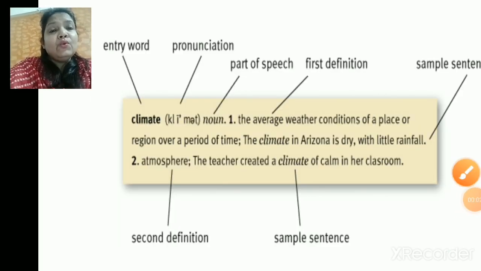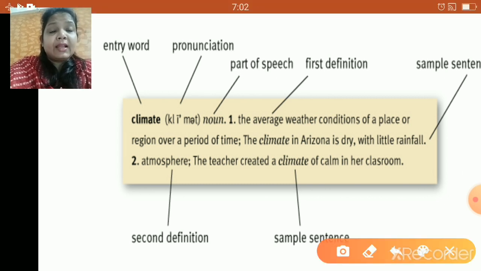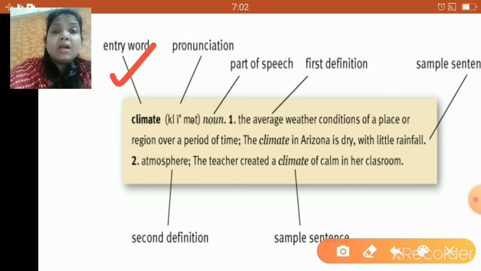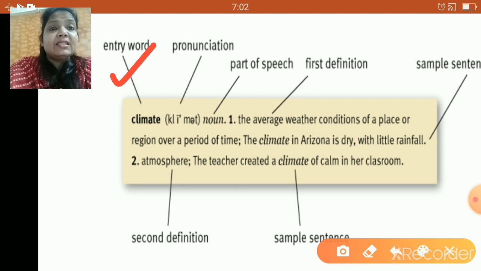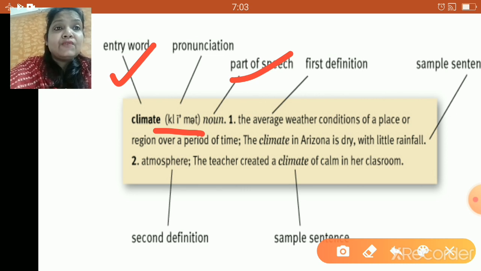Now, children, I have given you one example. So let us quickly go through this example. Here is a word which is an entry word, and as we know, climate. Yes, this climate is the entry word. Now, have they mentioned how to pronounce this particular word? Yes, they have given in this bracket the pronunciation of the word climate. They have also mentioned the part of speech. Climate is a noun. That's the part of speech.